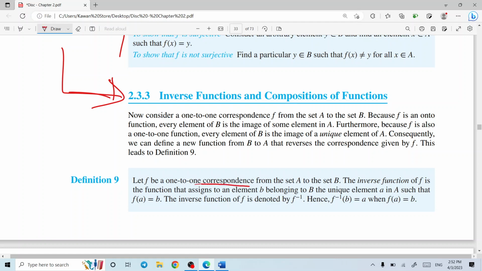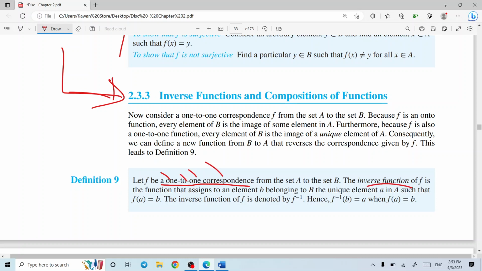Why? Because in Calculus 1 we suppose that all functions are onto. Then we start solving. But here, no. Here we check whether it is onto or not. That's why we need both of them. When you say one-to-one correspondence, it means bijection.